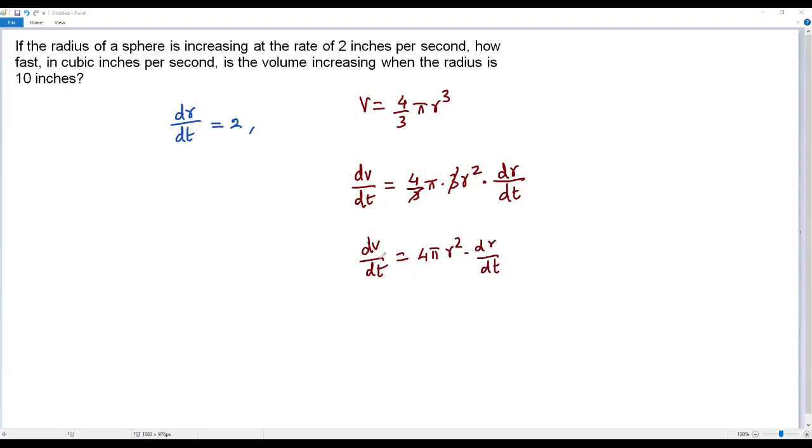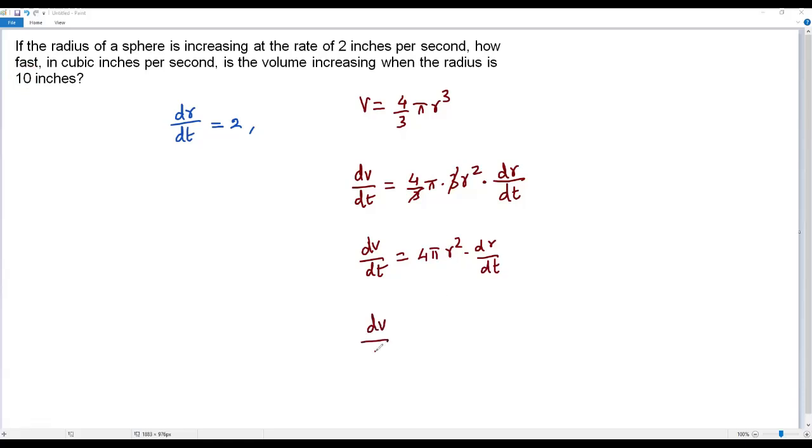Our aim is to find the value of dV over dt, which gives the rate of change of volume, that is, how the volume is increasing in cubic inches per second. So now on the right side, we have to plug in the values we know for r and dr over dt. We already got the value of dr over dt, which is 2, so we can plug in 2 for dr over dt. The question also asks how fast the volume is increasing when the radius is 10 inches, so we can plug in 10 for r.